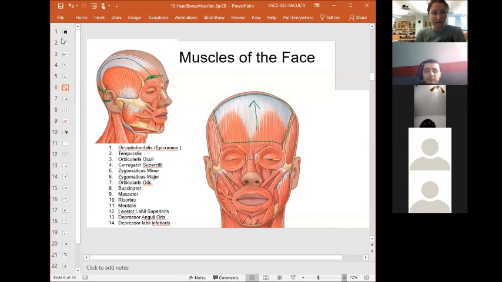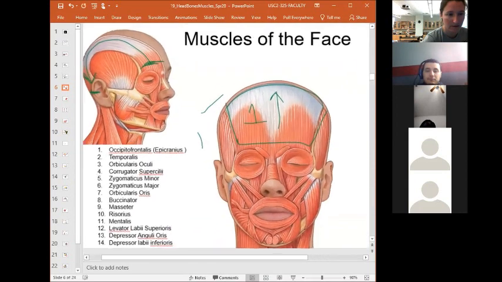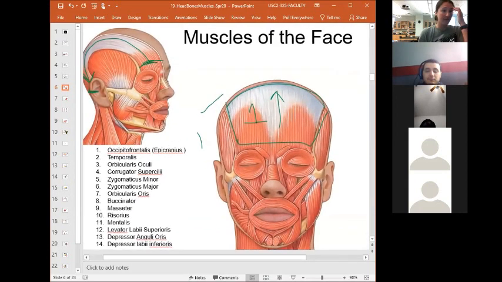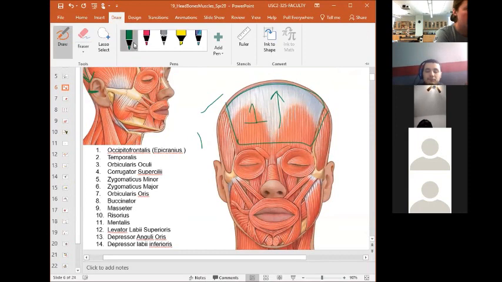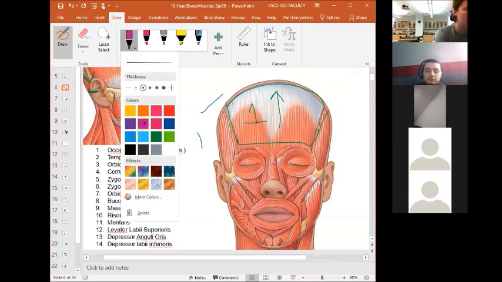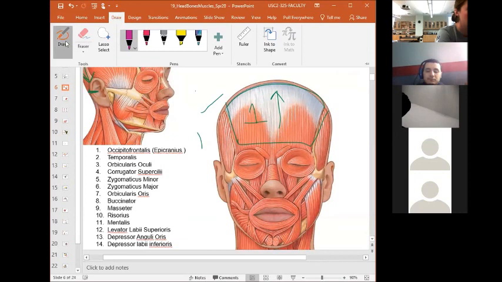Is it possible to write the corresponding number on the muscle, that way I can take a picture of it once they're all numbered? Yeah, thank you. Awesome, no worries. Oops. All right, so I'm trying to change some colors here so it's not too confusing.